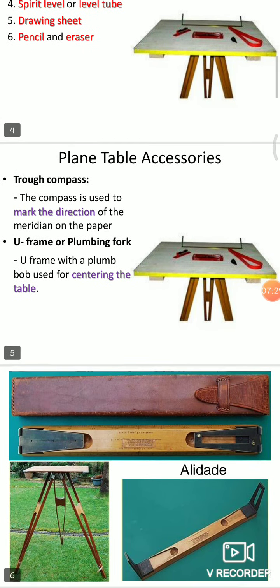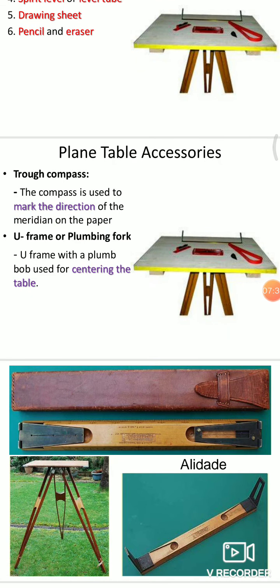So the next accessory is a trough compass. As we know, in any map or any drawing sheet, it is essential to indicate the north direction. Any drawing is prepared with reference to the north direction. The compass is used to mark the north direction or meridian on the paper.